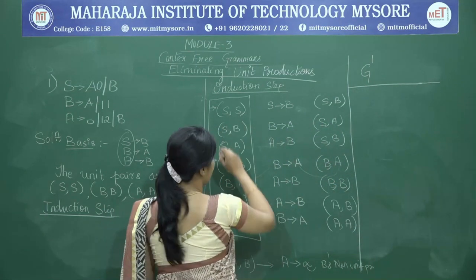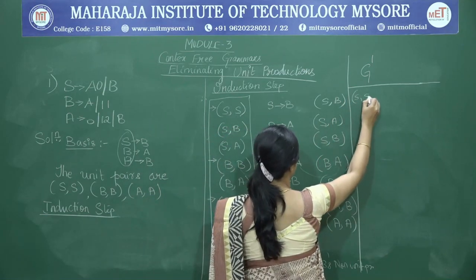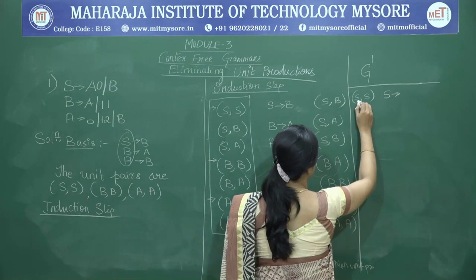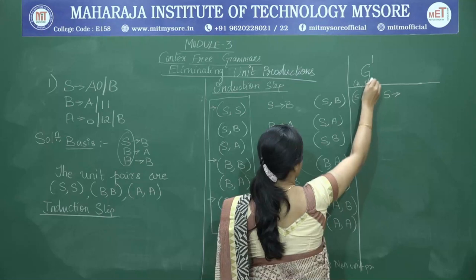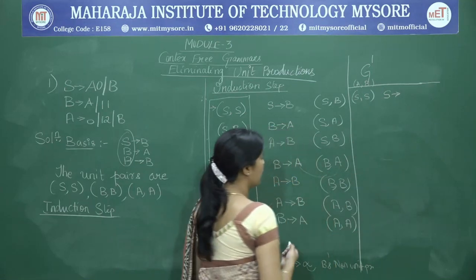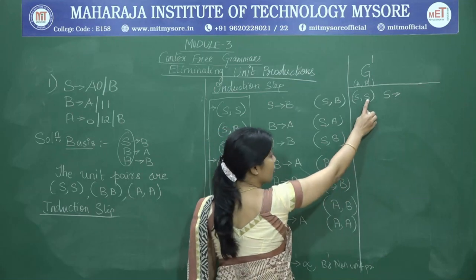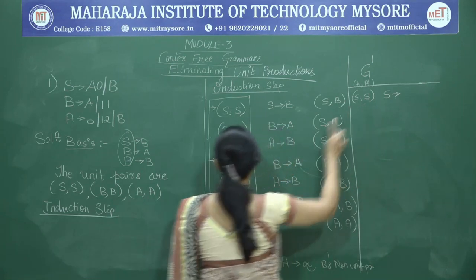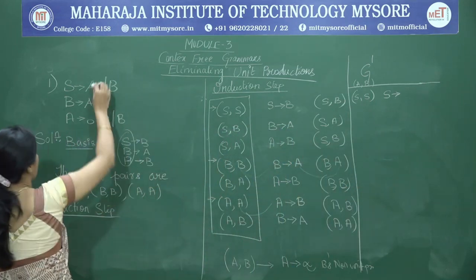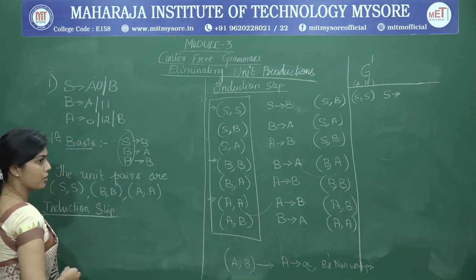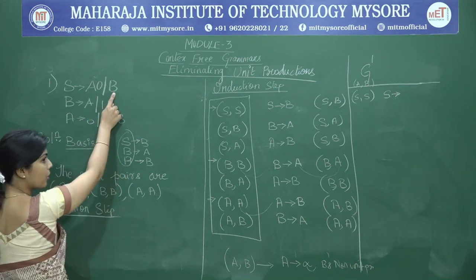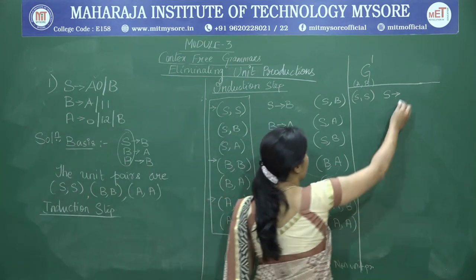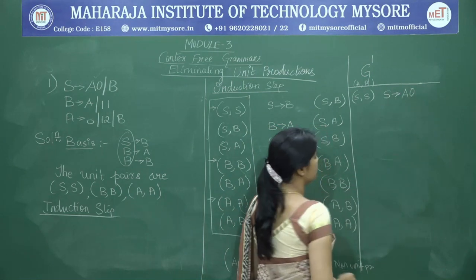First we'll consider S comma S. In case we are considering S comma S, we are going to add S goes to, so that is nothing but this is A comma B. So A goes to alpha, where alpha is B's non-unit production. What is B in this case? It is S. So what are the non-unit productions of S? This is the only non-unit production of S, because B is a unit production, A0 is a non-unit production. So therefore here we are going to write A0.